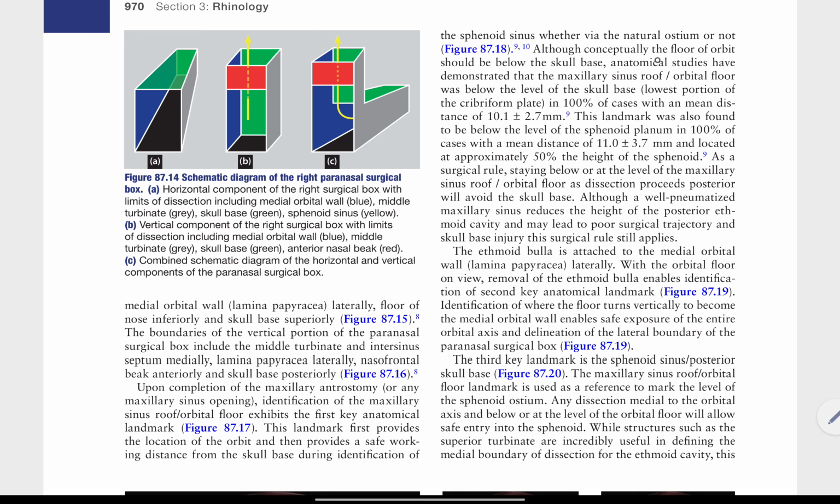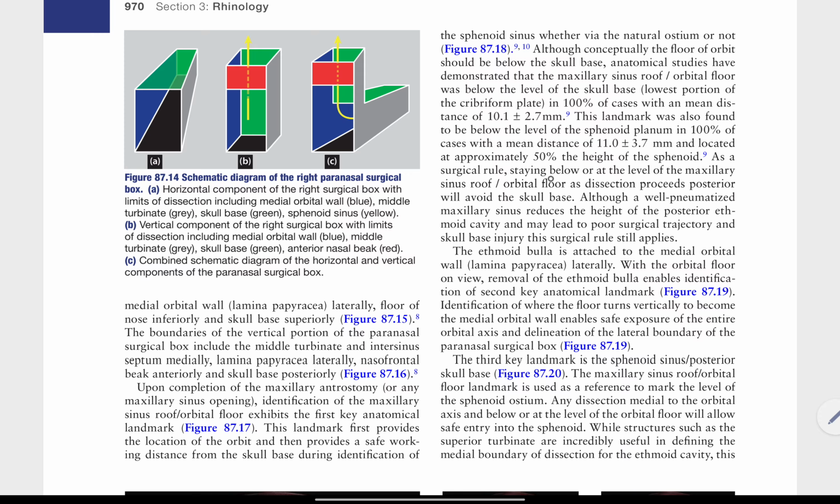Although conceptually the floor of orbit should be below the skull base, anatomical studies have demonstrated that the maxillary sinus roof or orbital floor was below the level of the skull base, lowest point of the cribriform plate, in 100% of cases with a mean distance of 10.1 plus or minus 2.7 millimeters. This landmark was also found to be below the level of the sphenoid planum in 100% of cases with a mean distance of 11.0 plus or minus 3.7 millimeters and located at approximately 50% the height of the sphenoid.